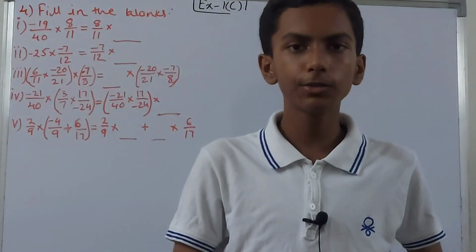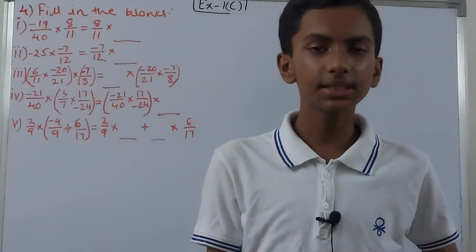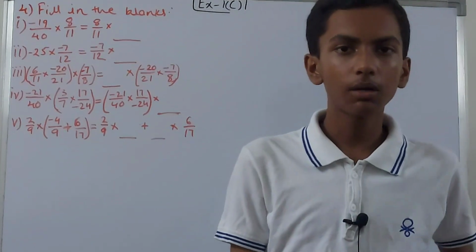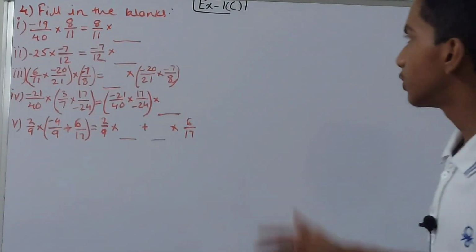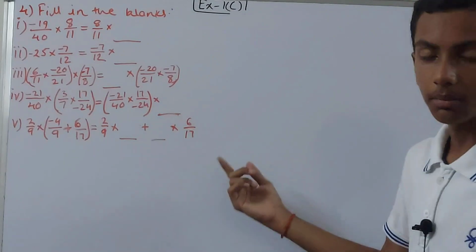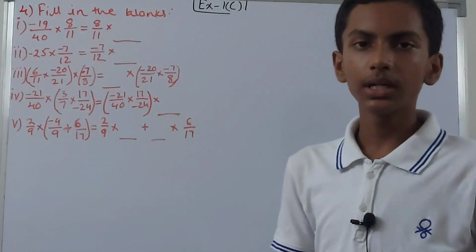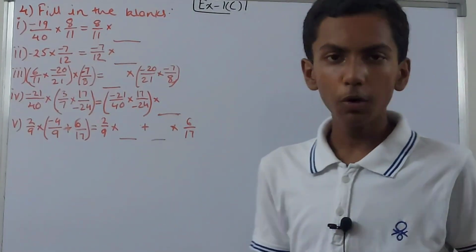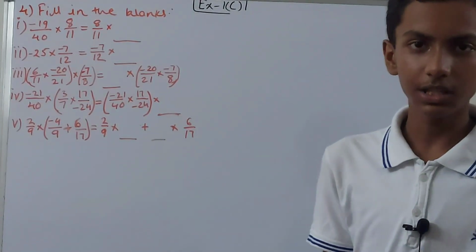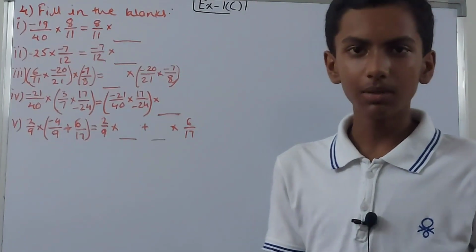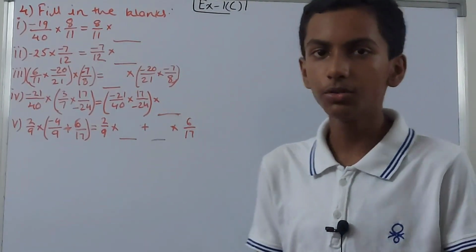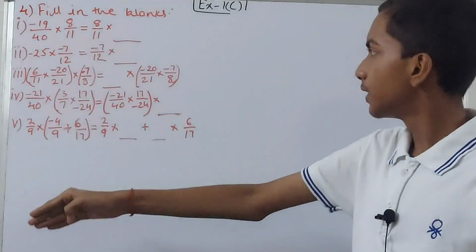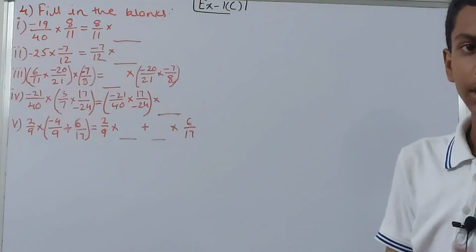In this video we are going to solve ICSE Mathematics Class 8 Chapter 1 Rational Numbers Exercise 1C question number 4. This is fill in the blanks. So we have to fill in the blanks with rational numbers, right? What we have to do here is use properties of rational numbers. Which property? The property of multiplication, right? All the properties that come under multiplication of rational numbers, we'll be using here, because all of these are multiplication only. There's no division here.